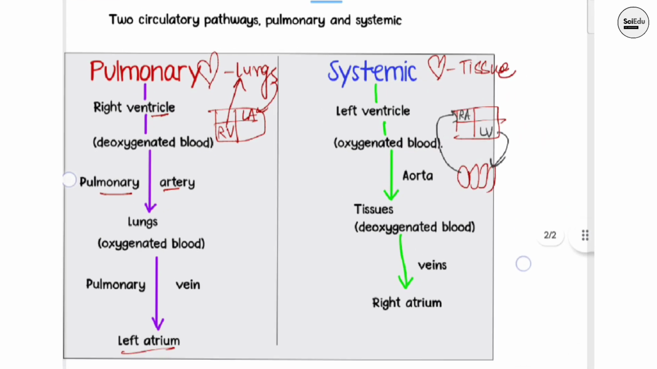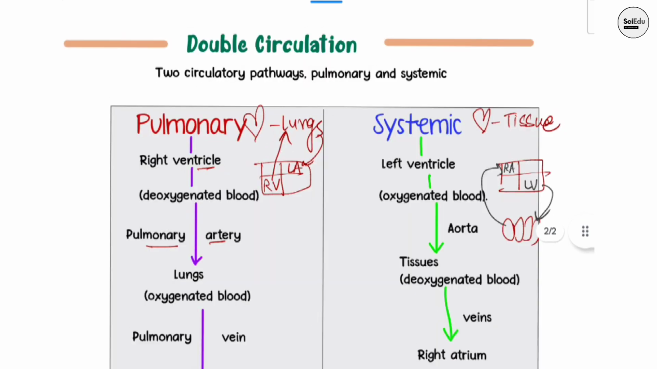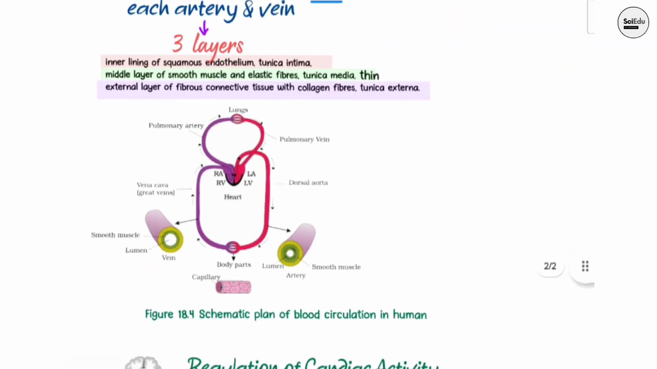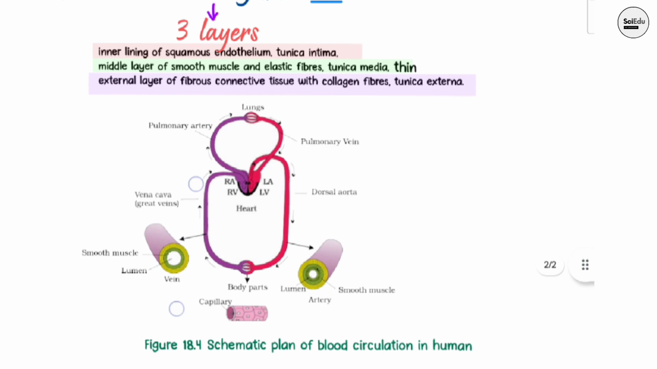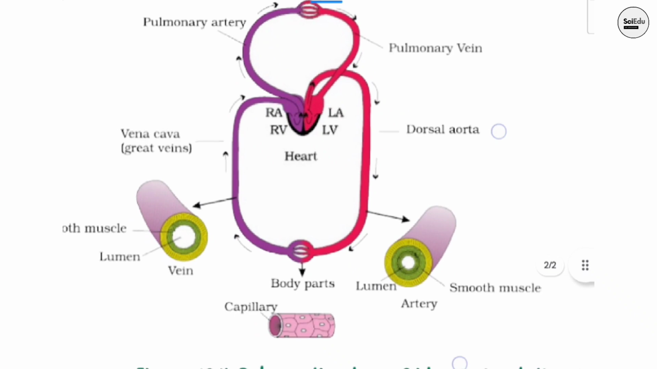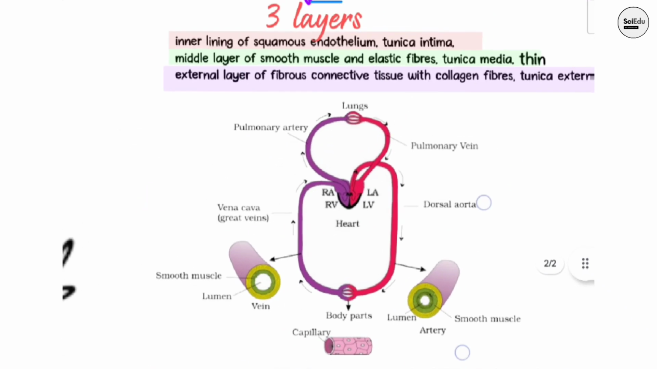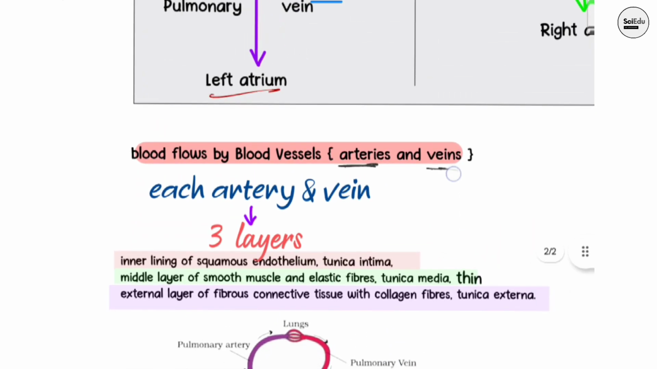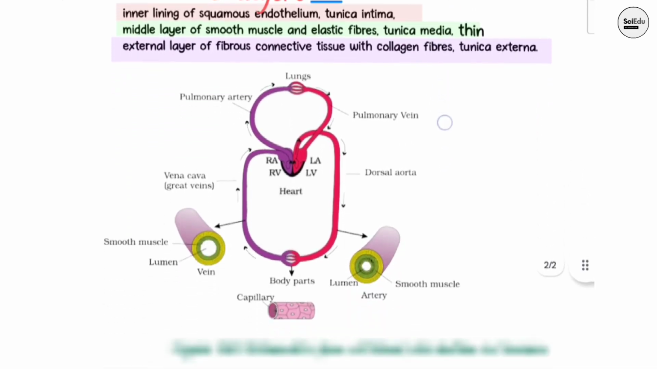Double circulation. The blood flows strictly by a fixed route through blood vessels, the arteries and veins. Basically, each artery and vein consists of 3 layers: an inner lining of squamous endothelium, the tunica intima; a middle layer of smooth muscle and elastic fibers, the tunica media; and an external layer of fibrous connective tissue with collagen fibers, the tunica externa. The tunica media is comparatively thin in the veins, figure 15.4.